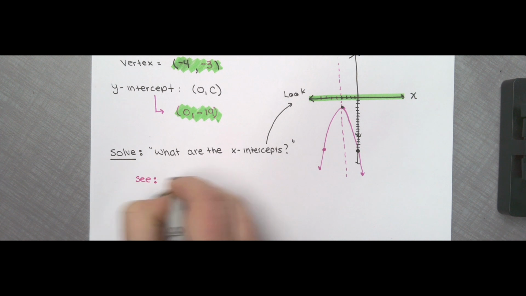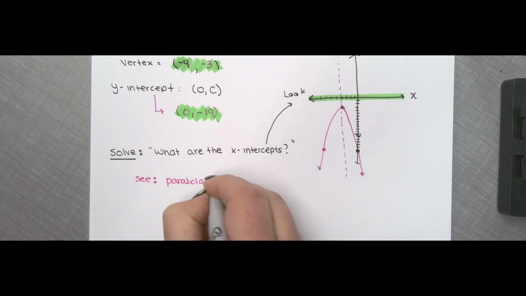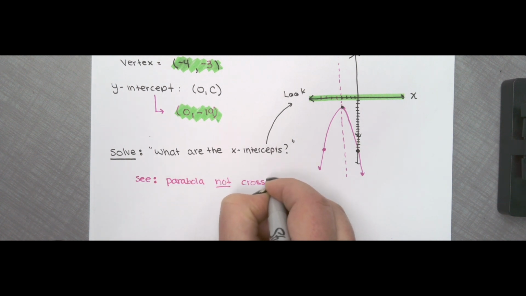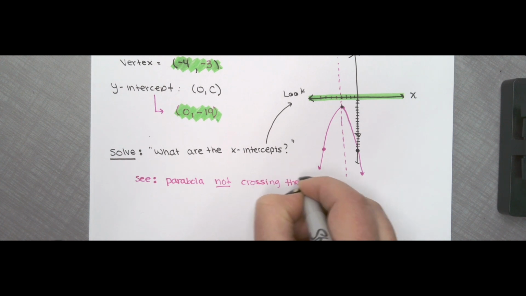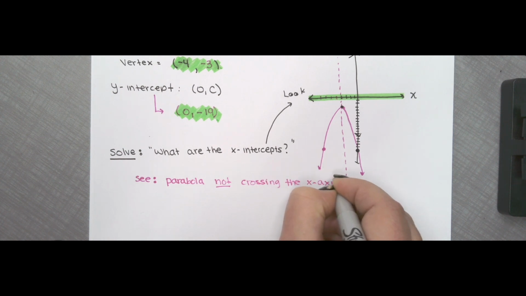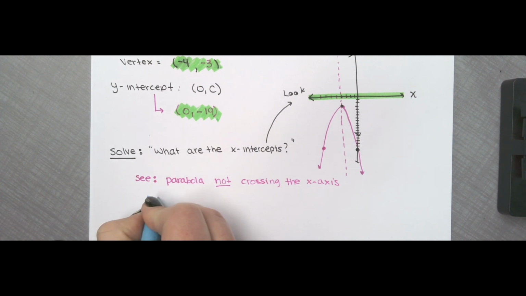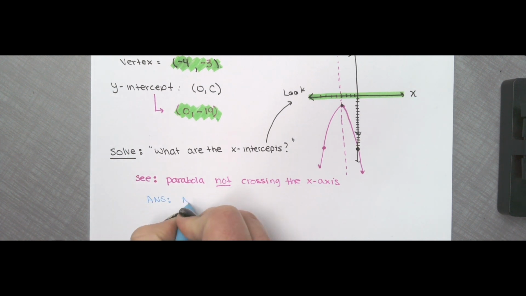So what we see is the parabola not crossing the x-axis. And what that means is that our answer is no real solutions.